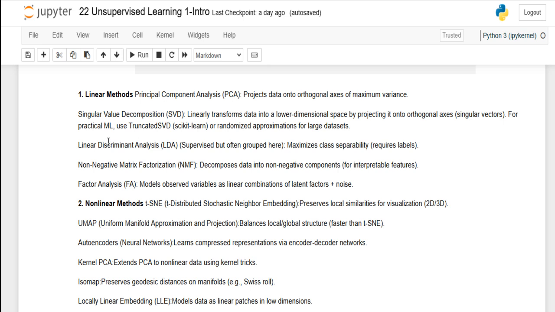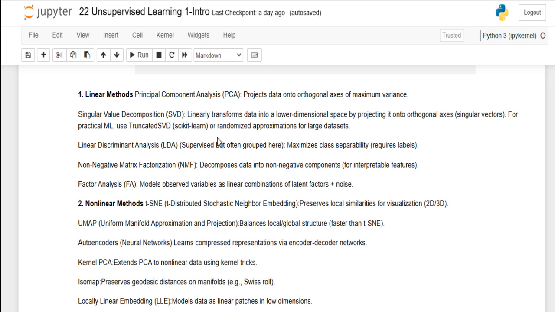For practical machine learning, most times we use what they call truncated SVD. This is found in Scikit-learn, or we use what they call randomized approximation for large data sets. So we also have what they call LDA, linear discriminant analysis, which is supervised but often grouped here, maximizes class separability, which requires labels. This one requires labels because it is mostly used for classification algorithms. Most times I've used it many times in publications for classification algorithms, and they work perfectly well.